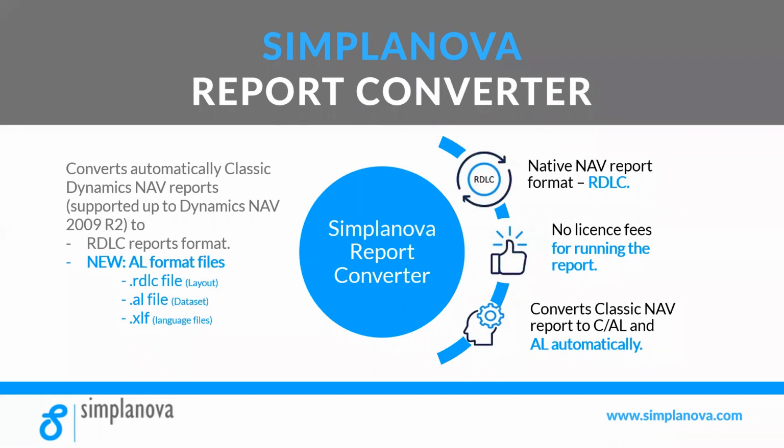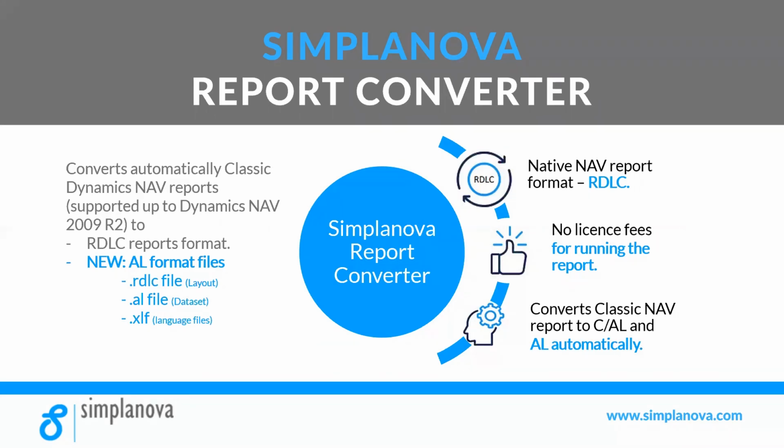And during this summer, we launched a new release for the tool that allows you to convert classic reports to AL directly. So right now you can do two things with the tool. You can either convert classic reports to RDLC format or to AL. And as a result, for AL, you are going to receive a package of files: one is an RDLC file as a layout, AL as a dataset, and an XLF file as the language.